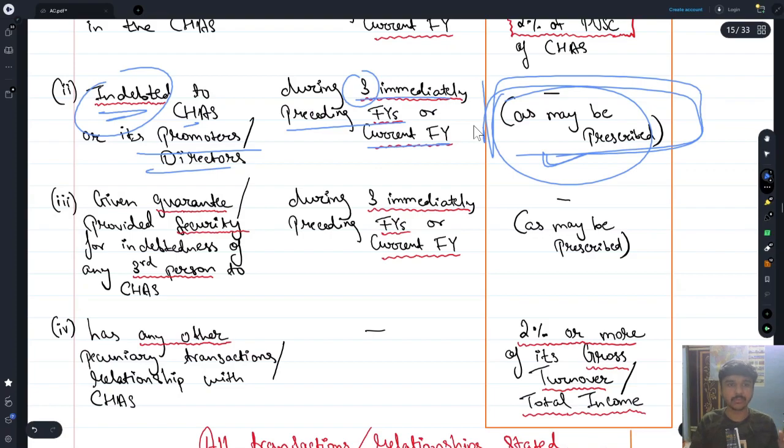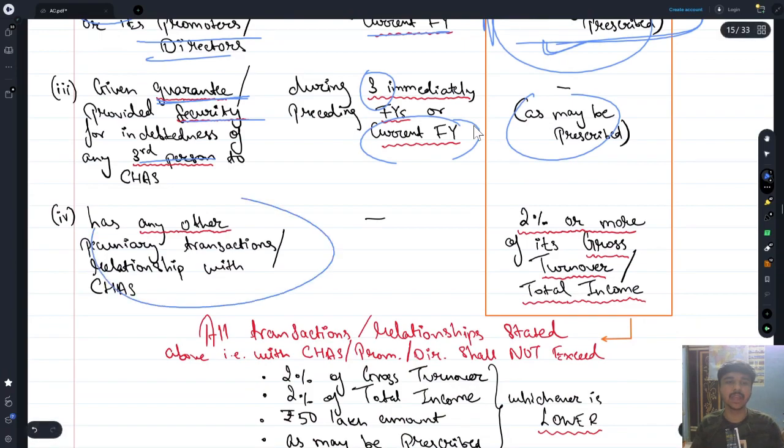Now what your relative has done is he has given some guarantee, provided some security for the indebtedness of any third person. So his friend has taken a certain loan from your company and he has given a guarantee. The duration is during the 3 immediately preceding financial years or the current financial year, and again the value is not given here. And he is having any other pecuniary relationship with the CHAS, and here there is no duration. So has, right, the word is has.